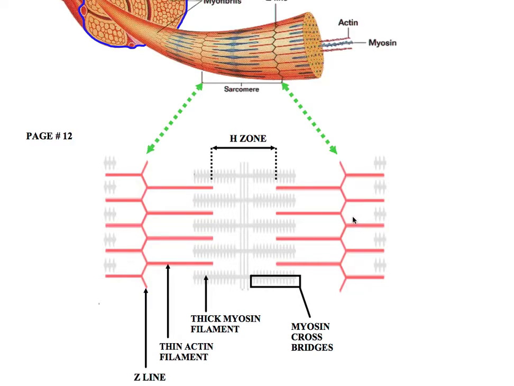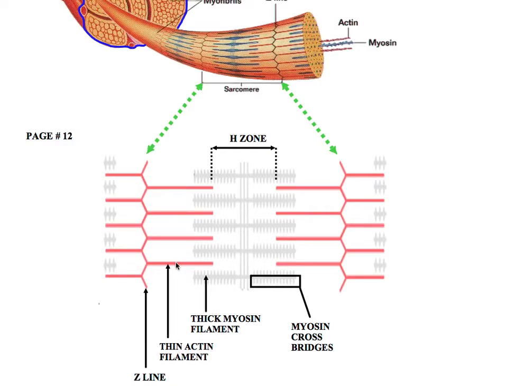Now, within those Z lines, we have two different types of filaments. The first one, shown by this schematic here, is referred to as the thin actin filament. And we have thin actin filaments on each side, almost looking like combs pointing in towards the center. Now, inside the thin actin filaments, we have these bigger, thicker filaments called thick myosin filaments. So we have thin actin and thick myosin, and they interlock with each other, as you see here, with the thick myosin filling in the space between the thin actin.